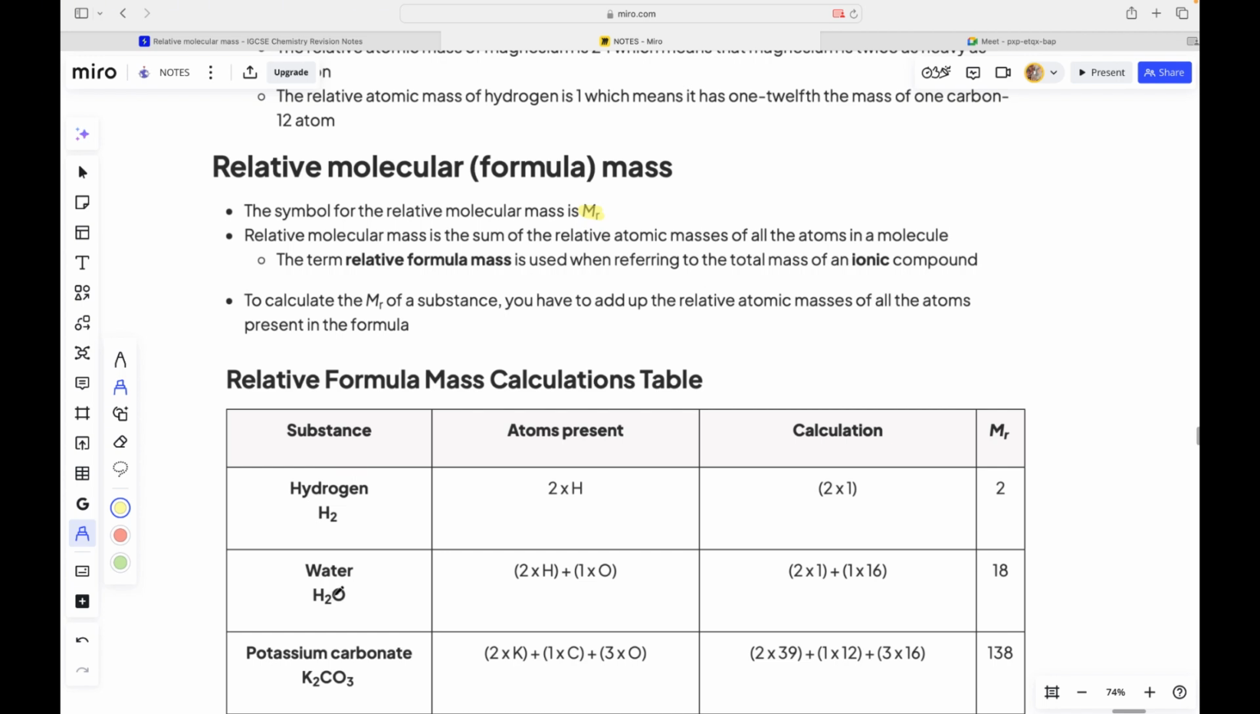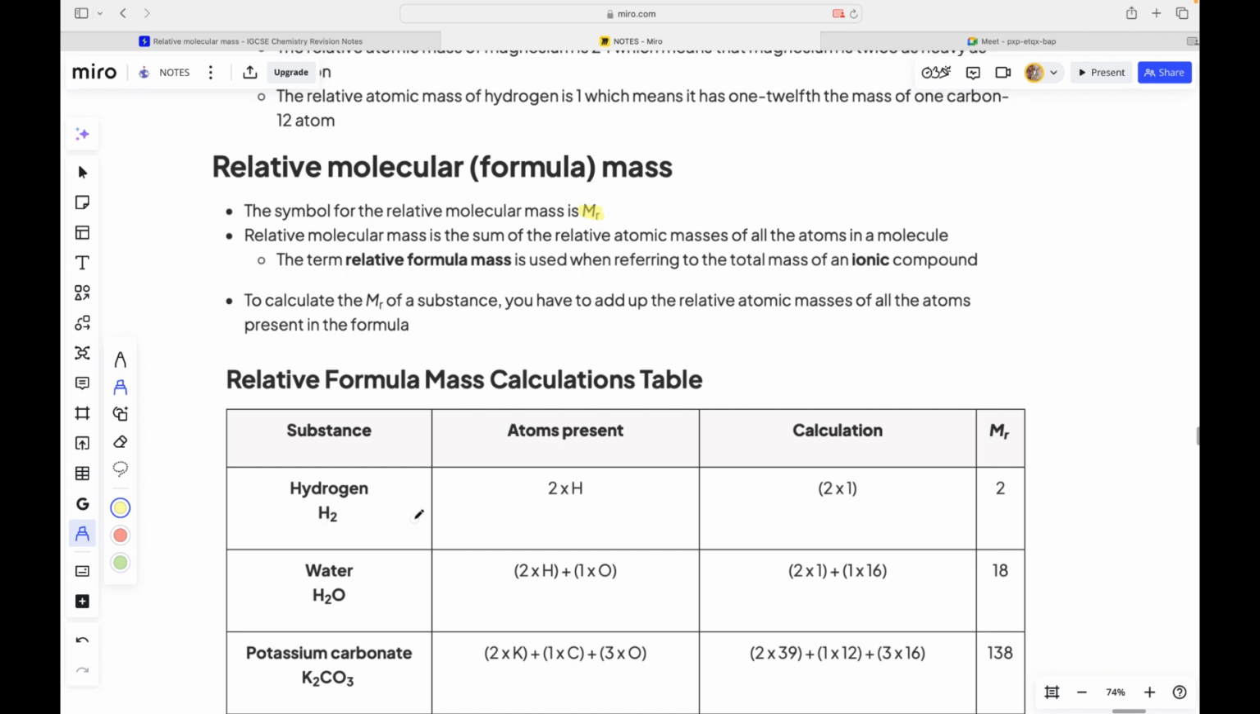If I find the total mass of all the atoms in a compound or in an element, it becomes the relative formula mass or relative molecular mass. Some elements have more than one atom. So if you have more than one atom, you find the total mass of everything. Hydrogen is 1, but to find the total mass you must multiply by 2. So 2 times the mass of hydrogen gives you 2. That becomes the MR of this. But the relative atomic mass of hydrogen is just 1.